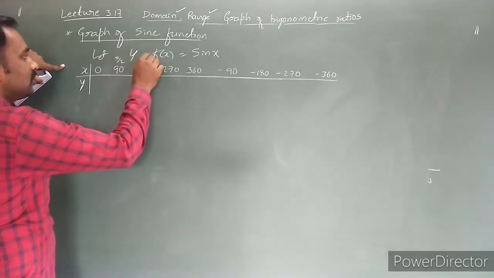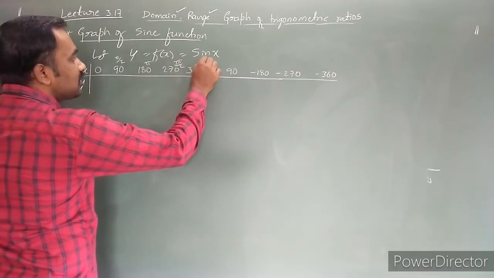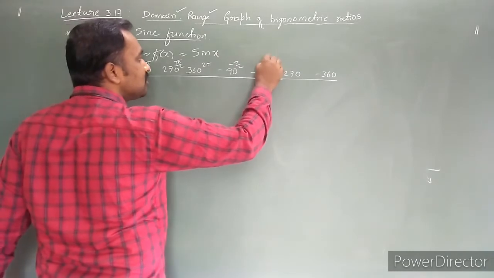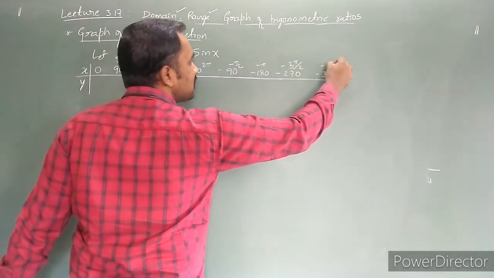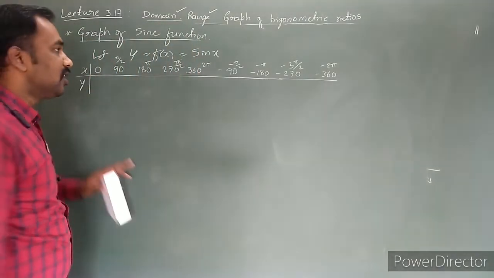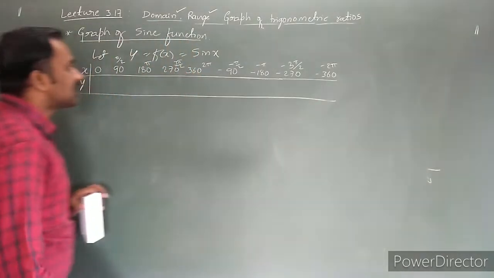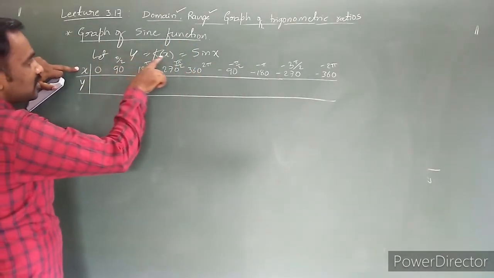It is pi by 2, pi, 3 pi by 2, and 2 pi, minus pi by 2, minus pi, minus 3 pi by 2 and minus 2 pi. Either degree measure or radian measure. Write the corresponding y values. What is the corresponding y value? If x is 0, what is the y value?